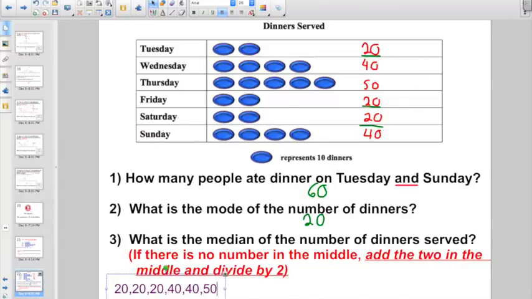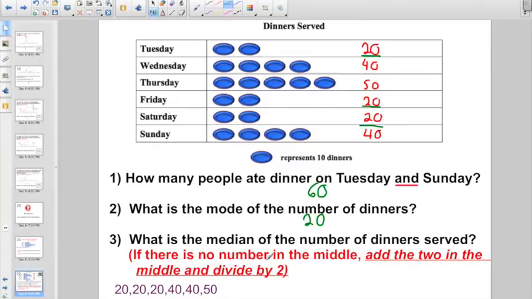And 50. So there are my numbers organized from least to greatest. Here is a problem. Not really a problem, but something that's different. I have an even number here. Remember, we have to find the number in the middle, and if you have an even number, you don't really have one number in the middle.